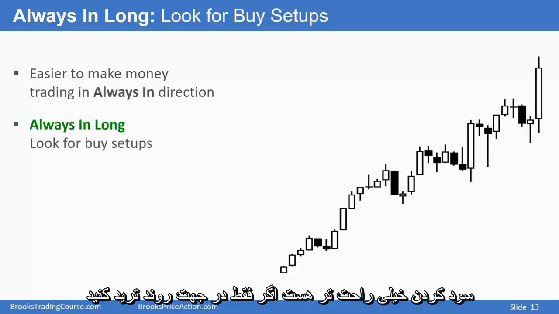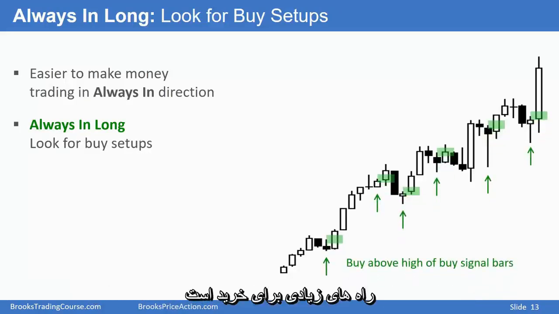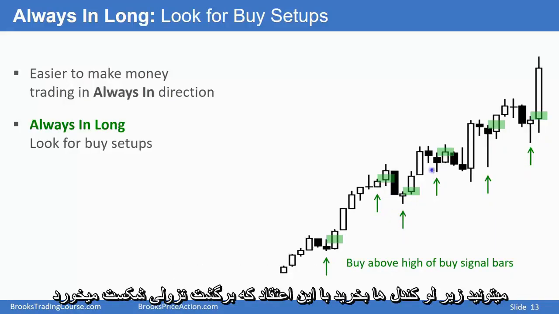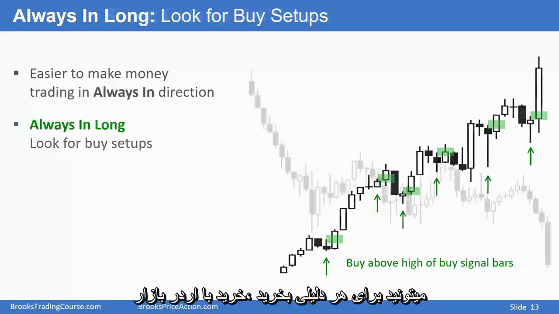It's much easier to make money trading in the always-in long direction. Lots of ways to get long. You can buy pullbacks, breakouts of pullbacks. You can buy bear closes, betting that the bear reversal will fail. You can buy below bars, betting that the bear reversal will fail. You can buy for any reason, buy at the market.